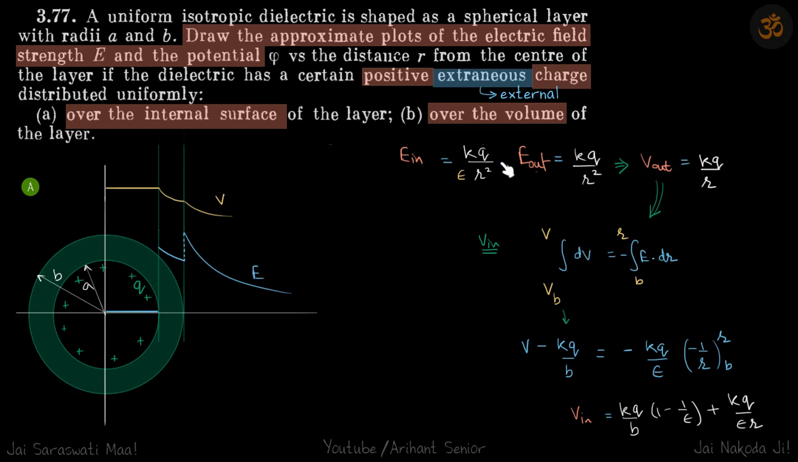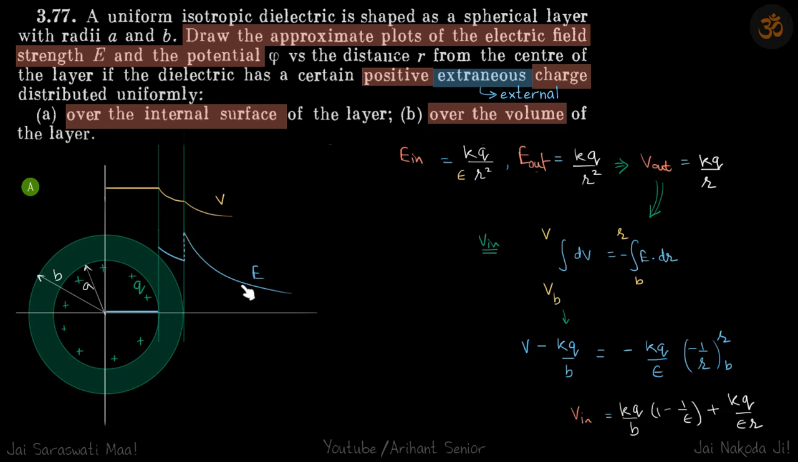So now we can plot. E inside is obviously 0 because of the symmetric charge distribution. Once it reaches the surface of the dielectric, then E is this, so inversely proportional to epsilon r square. So it will begin to fall. Then as it goes just outside the surface, it becomes kq by r square. So there is a jump here.